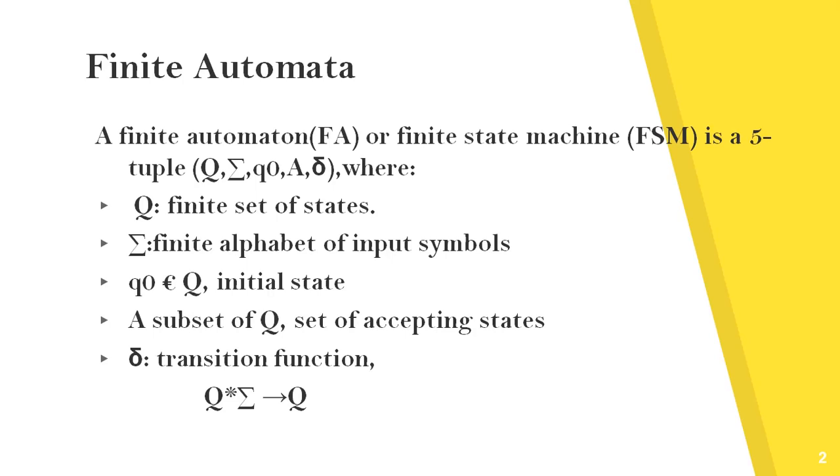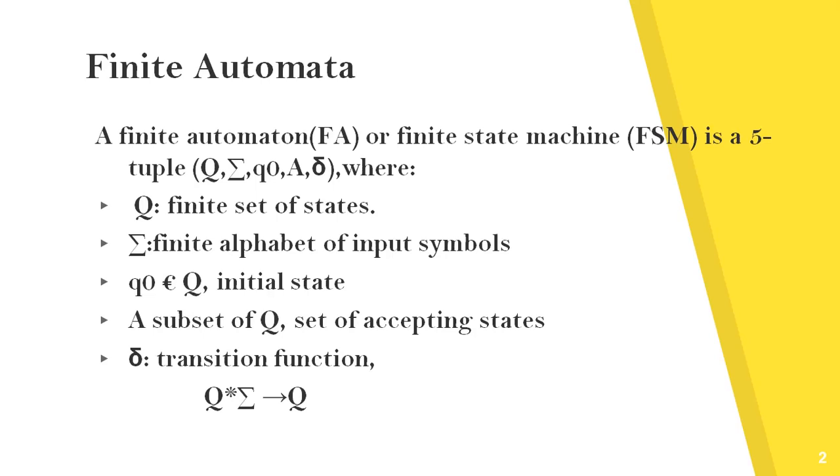A finite automaton or finite state machine is a five tuple. We already discussed that in the previous session. It consists of five major parameters, where the first parameter is capital Q. Capital Q is the finite set of states, and we represent the states by circles.